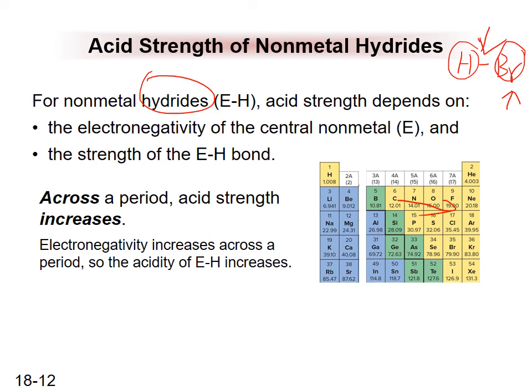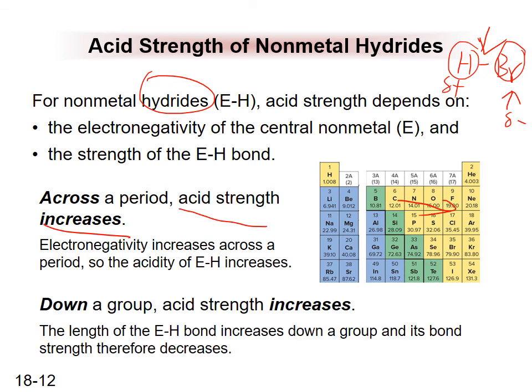When electronegativity increases, the bond becomes more polarized. The non-metal becomes more negatively charged, and hydrogen becomes more positively charged. The proton can be easily pulled away from the bond, and the acid becomes a stronger acid. So across the period, acid strength increases.